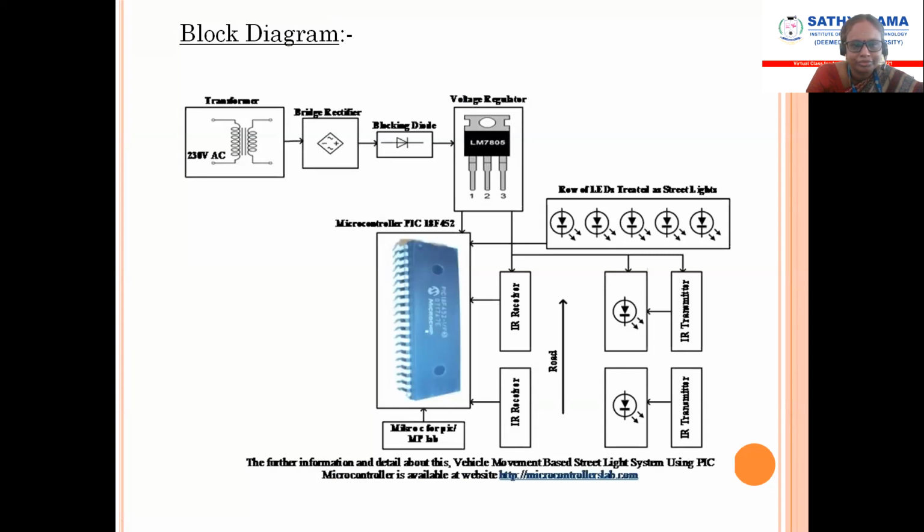This is the block diagram, ma'am. We use a transformer, bridge rectifier, blocking diode, and voltage regulator. When the supply is given to the transformer, 220 volts is stepped down to 12 volts. The bridge rectifier converts AC voltage to DC voltage, and the blocking diode is used for protection. If by chance AC is not converted into DC, the circuit should not get damaged.